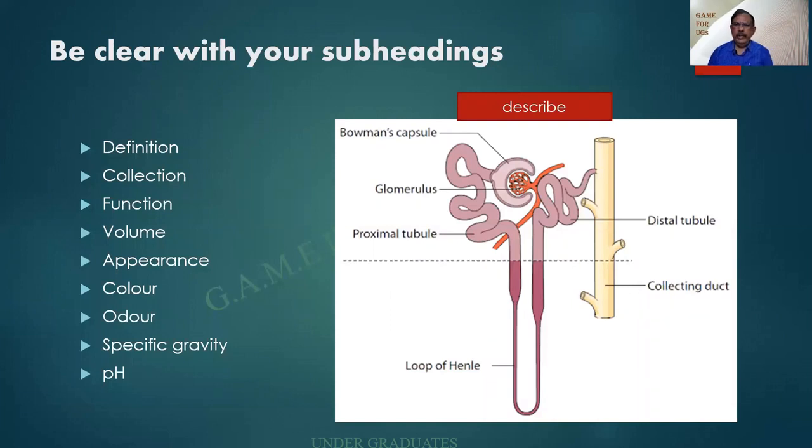Be clear with your subheadings. Subheadings are subheadings, they take us to the answer. And these are the subheadings, kindly go through them. I would concentrate on the picture as such. Urine as such, I'll be defining later.